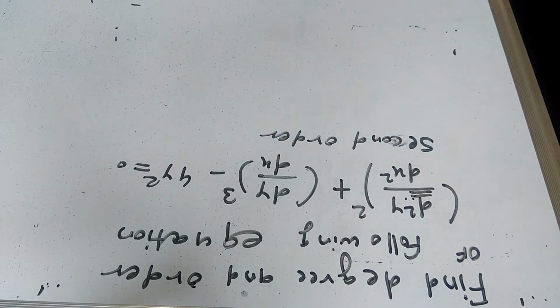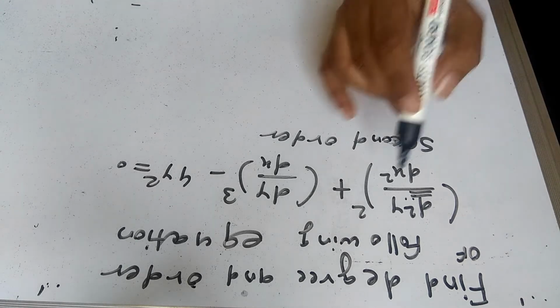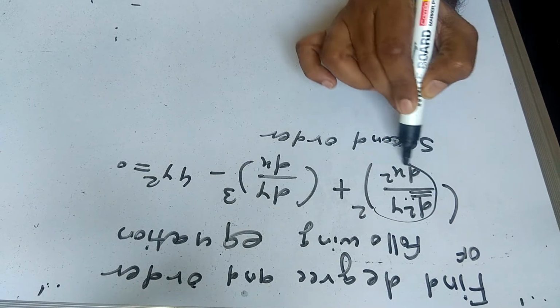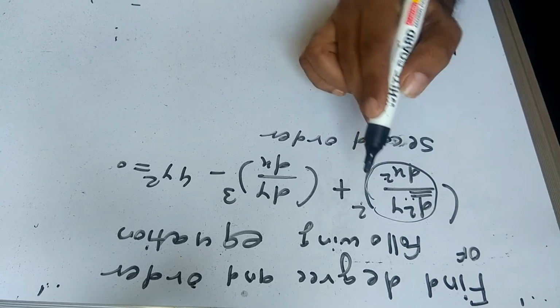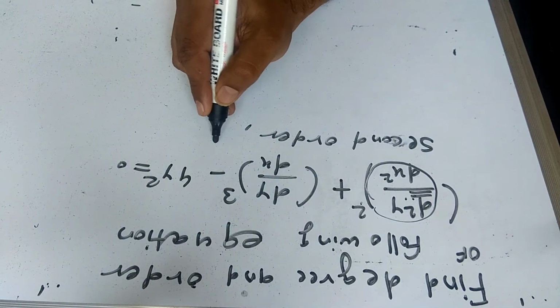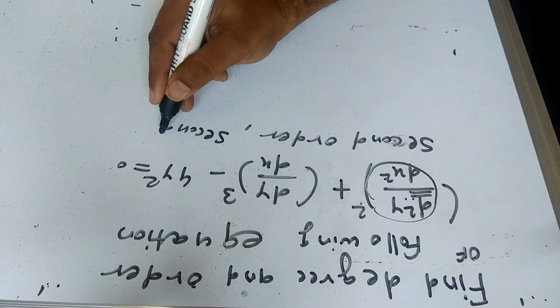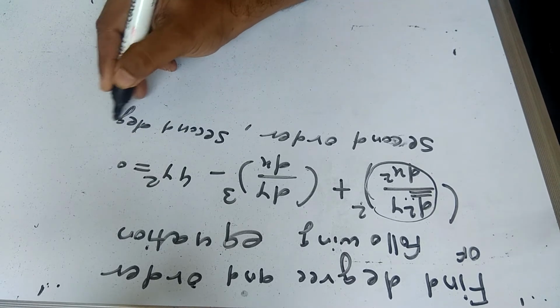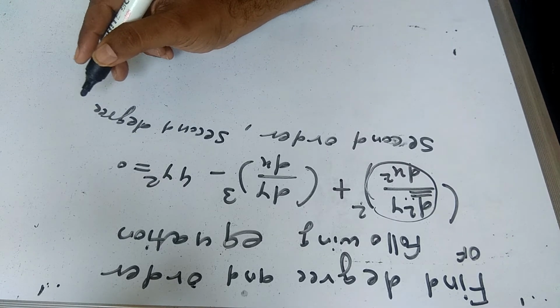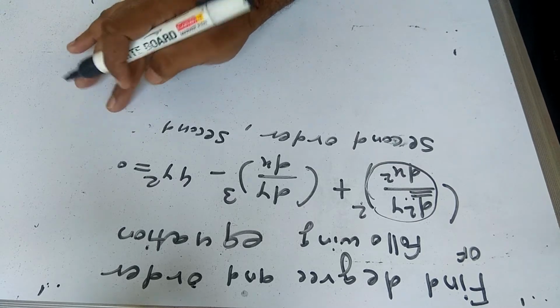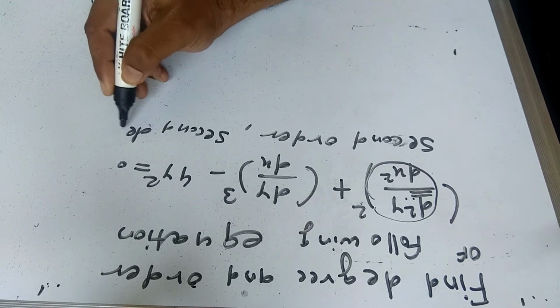And next one, degree. The highest derivative is this and its power is 2. Therefore its degree is also second degree. So in this way we say that it is second degree.